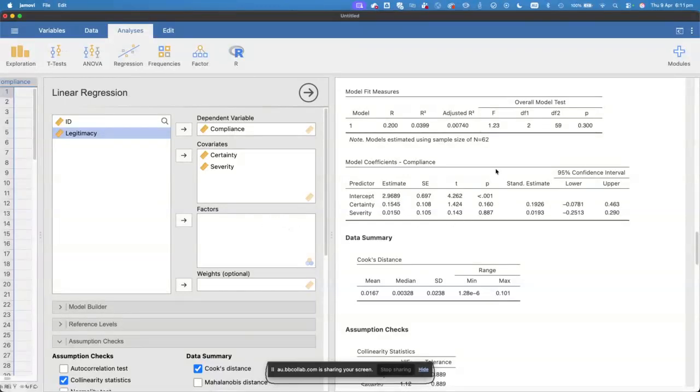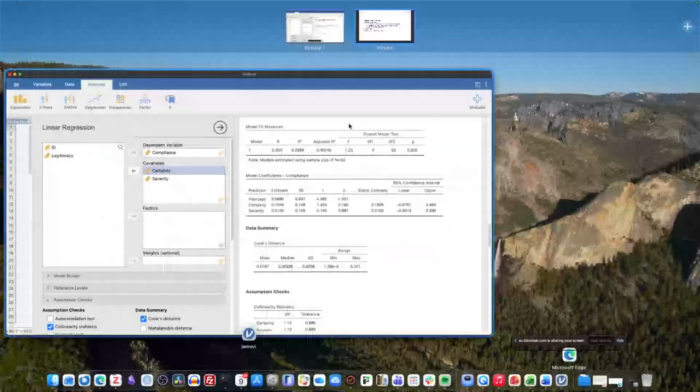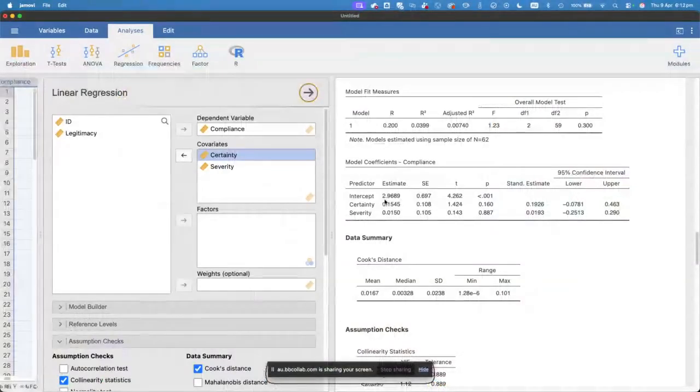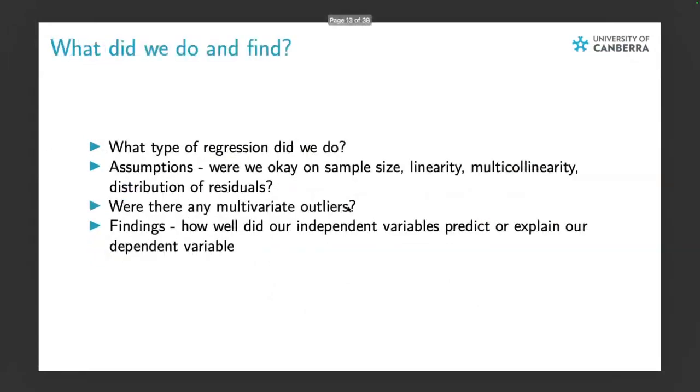So in some cases, the intercept is meaningless. It doesn't make sense to set something to 0. But in other cases, you can see it's more meaningful. So if everything was set to 0, where does it intersect the y-axis? And so we'll come back to that as we progress through the examples. Which values go into the regression equation? That is the estimates. So this is our intercept estimate. Here's our beta slope for the certainty value and our beta slope for the severity value. And Cook's distance we looked at, QQ plot, and fitted and residual. So we're happy with all of our assumptions.